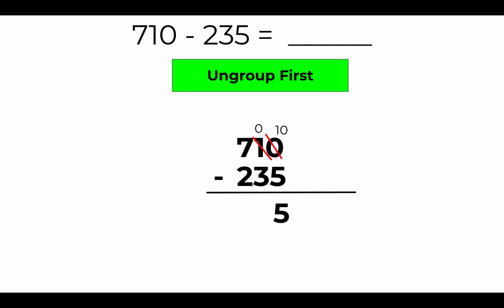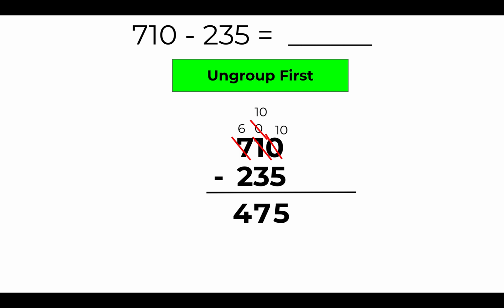Now I'm looking at my tens place. I have more on the floor, so I need to again go next door to the hundreds. I'm going to cross out that 0, cross out the 700s. I'm going to leave 600s in the hundreds place, and I'm going to bring 100 to the tens place because 100 is the same as 10 tens. 10 minus 3 equals 7. Finally, I can subtract my hundreds. 6 minus 2 equals 4. My final answer is 475.